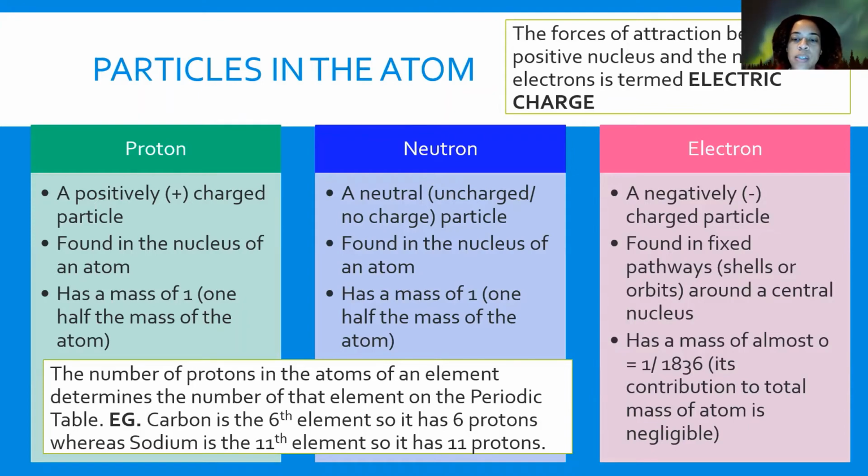The number of protons in the atoms of an element determines the number of that element on the periodic table. For example, carbon is the 6th element, so therefore it has 6 protons. Sodium is the 11th element, therefore it has 11 protons. The forces of attraction between the positive nucleus from the protons and the negative electrons is termed as electric charge.